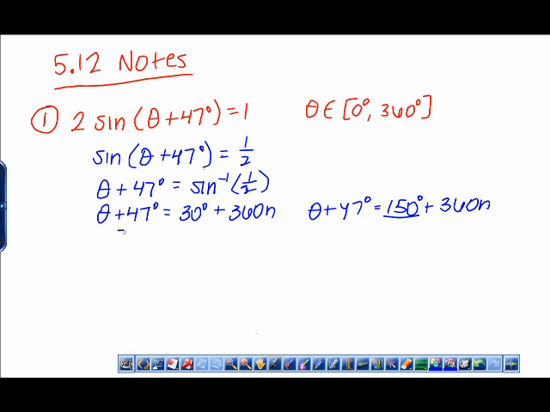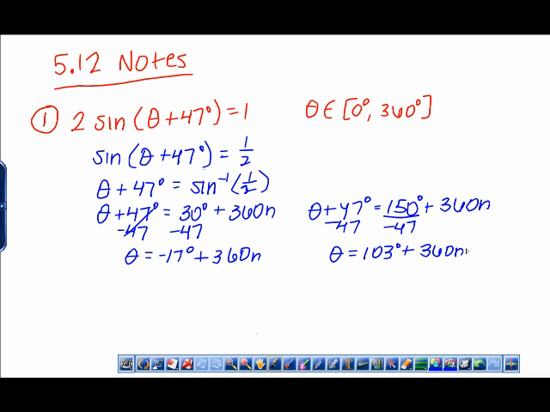Okay, so now I need to subtract 47 from both sides. Then I get theta is equal to negative 17 degrees plus 360n. And then when I subtract 47 over here, I have theta is equal to 103 degrees plus 360n. Okay, so now let's talk about values of theta using the 2 general solutions that are between 0 and 360. Well, the first value I would pick would be 103 degrees. Okay, from over here.